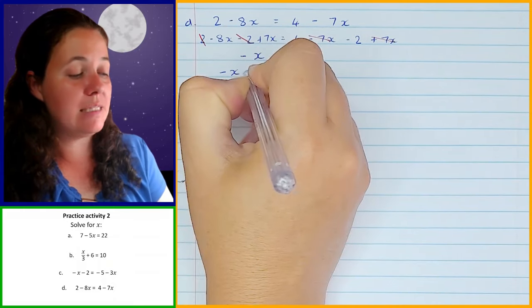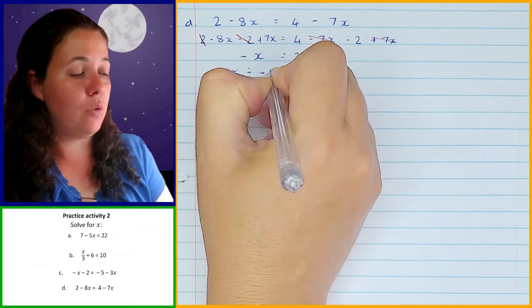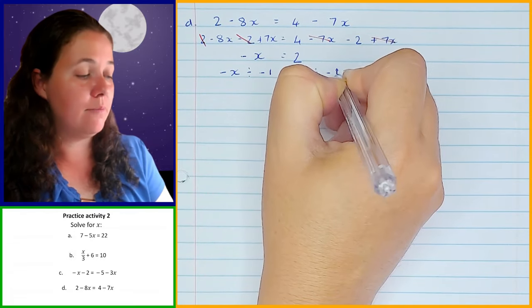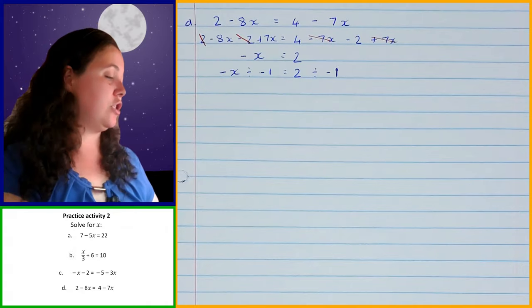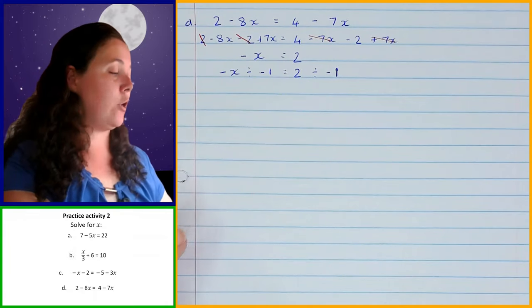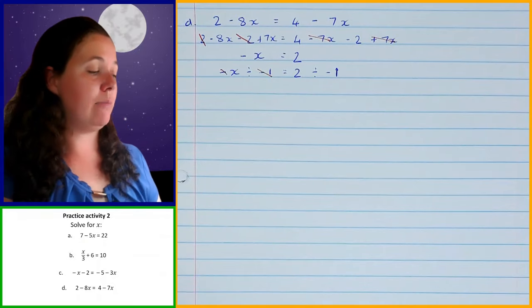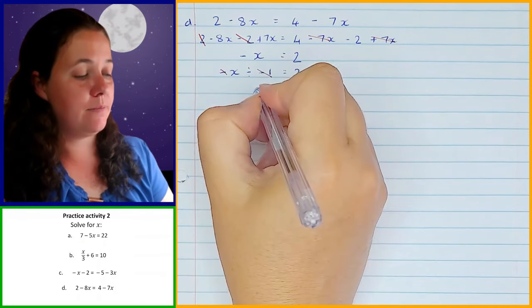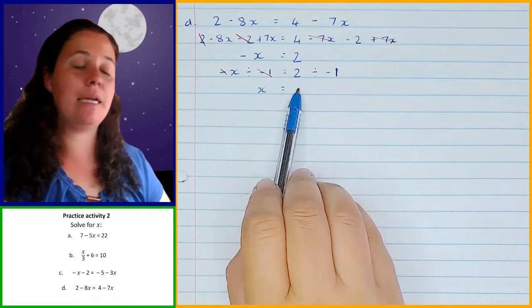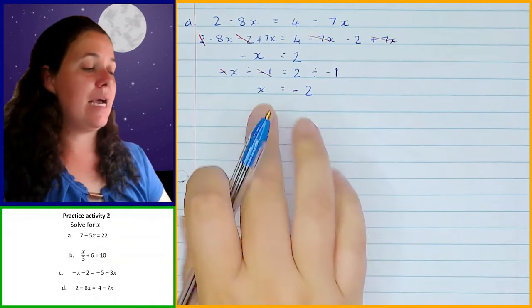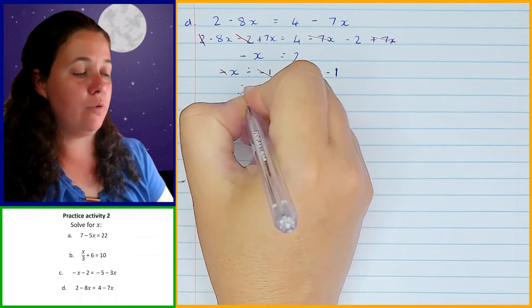So I've got negative x divided by negative 1, and then I do the same thing on the other side as well. Divide by negative 1, and that is going to change this to positive. So I'm going to have that cancelling with that, giving me positive x equal to, and then on this side, 2 divided by negative 1 is negative 2. And that's what you should get for that example over there.